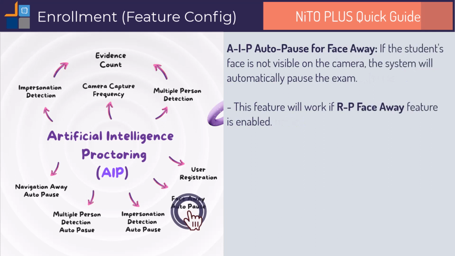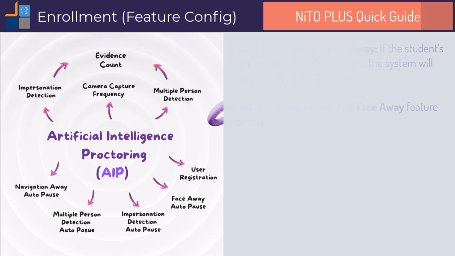AIP auto pause for face away. If the student's face is not visible on the camera, the system will automatically pause the exam. This feature will work if the RP face away feature is enabled.